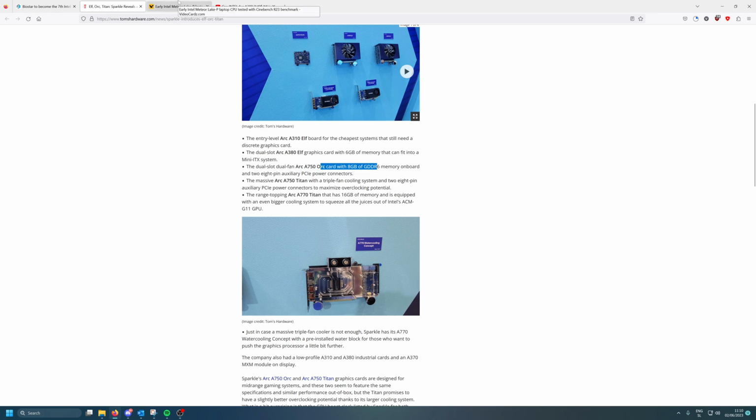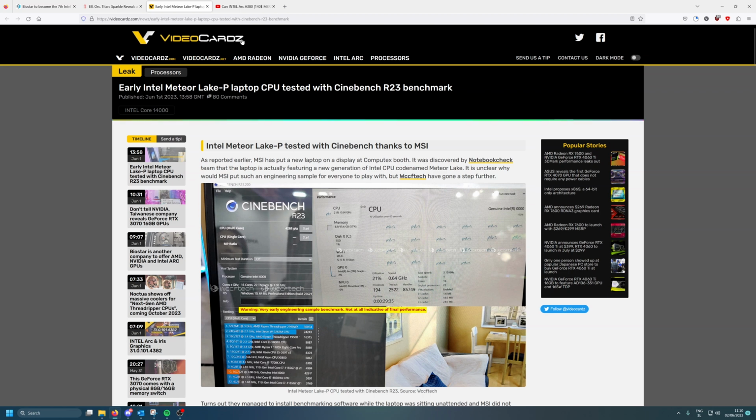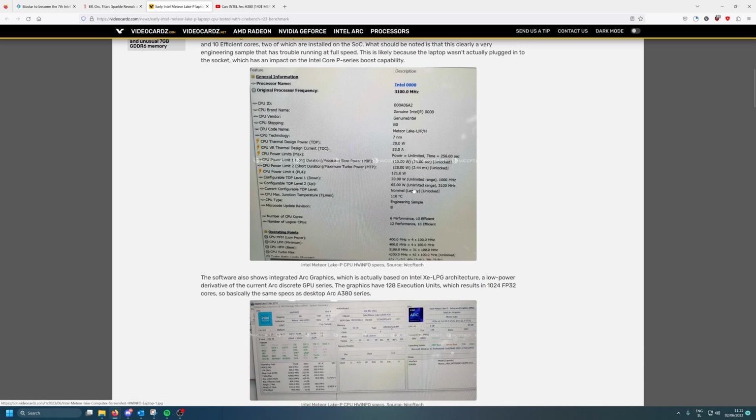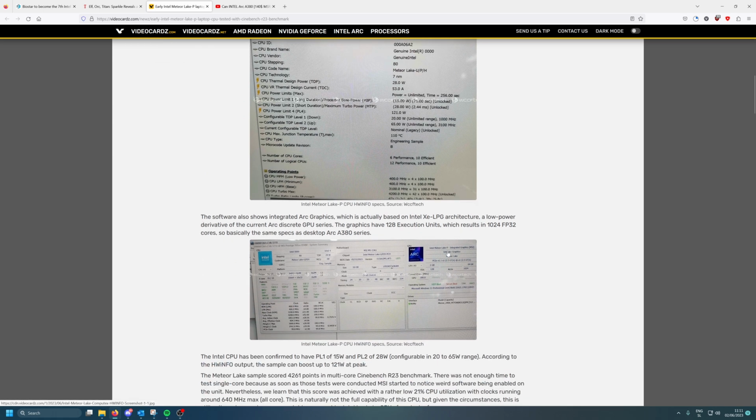But one more quick news for you. I was checking on VideoCardz the early Intel Meteor Lake P laptop CPU, which got tested there. I leave a link down in the description and you can check it out. But the important thing that I found here was this. It's running some sort of iGPU of Intel Arc architecture, which apparently will be low power. Okay, we will see about that, because you know the idle issue this graphics card has. And this GPU series has 128 execution units, which results in 1024 FP32 cores, so basically the same spec as the A380 series.